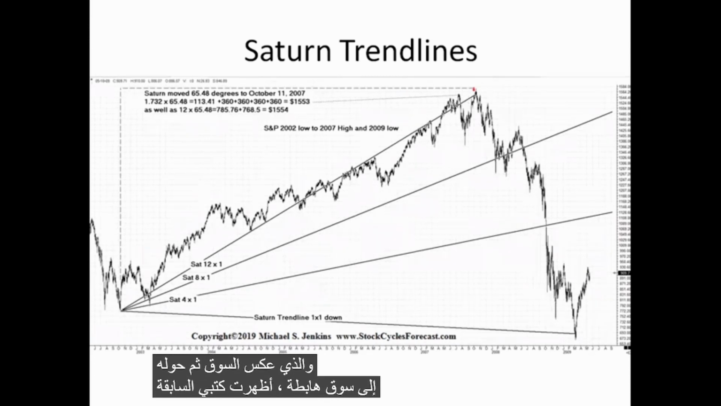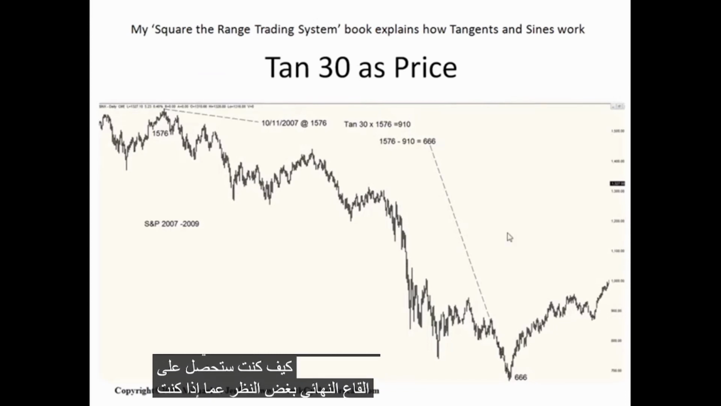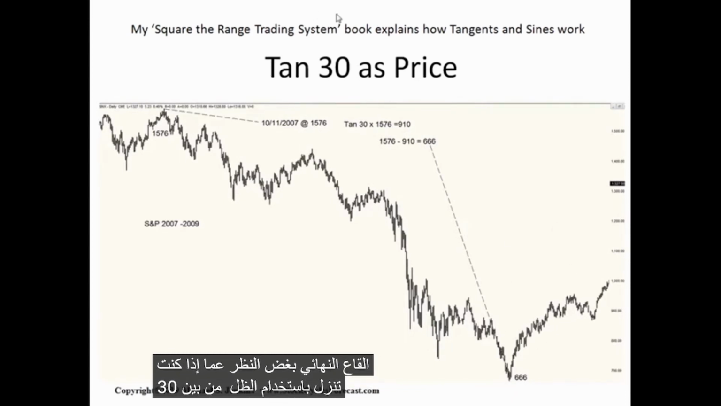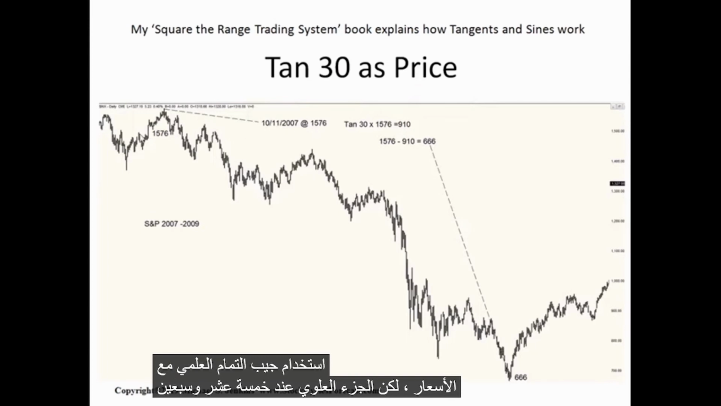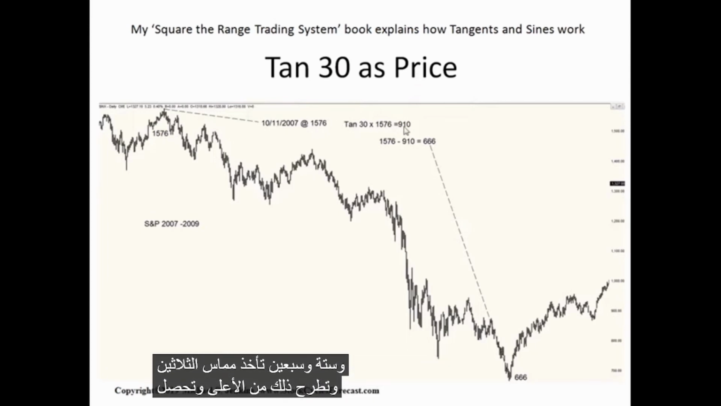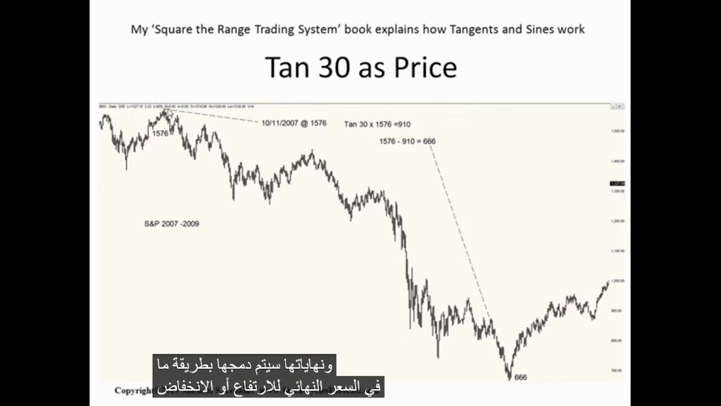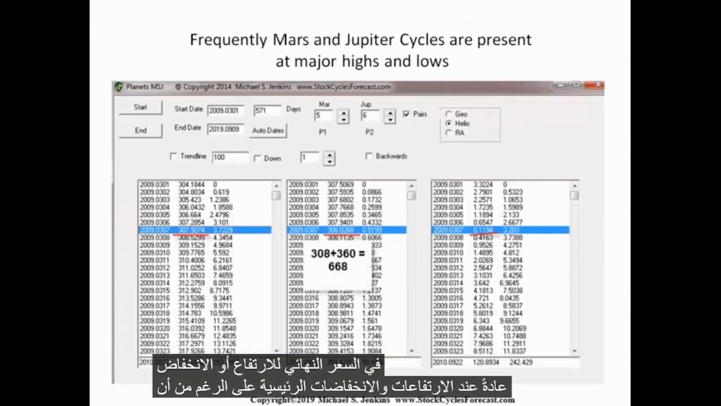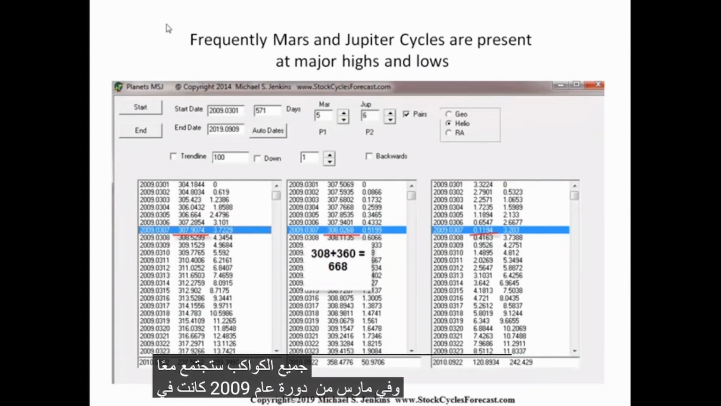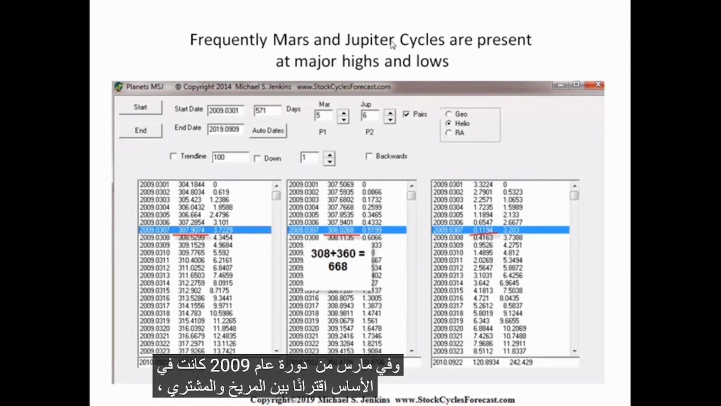My previous books showed how you would have gotten the final low regardless once you were going down, using the tangent of 30. The tangents are explained in my Square the Range Trading System books, on how you can use sines, tangents, and cosines with prices. But for the top at 1576, you take the tangent of 30 and subtract that from the high, and you get the low. So one of our principles has always been that the time and price of future bull and bear market beginnings and endings will be somehow incorporated into the final price of the high or low. Usually at major highs and lows, though, all the planets will come together. And in the March 2009 cycle, it was primarily a Mars and Jupiter conjunction.